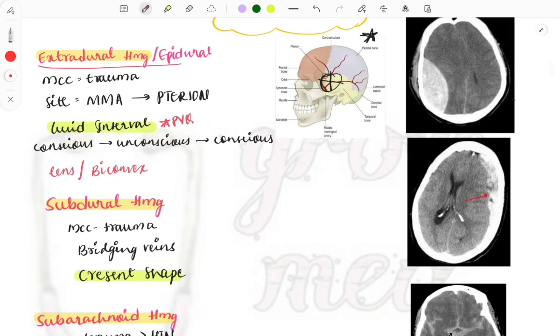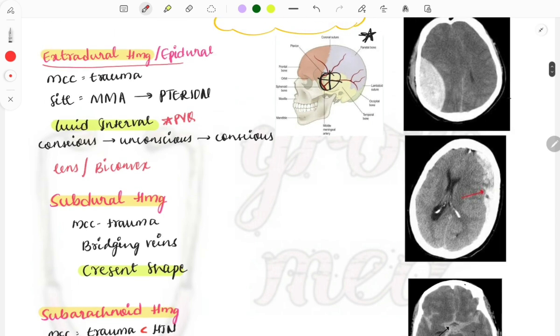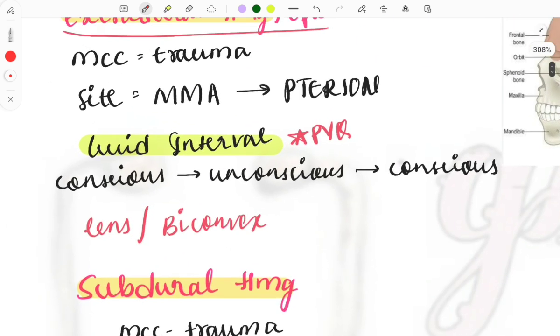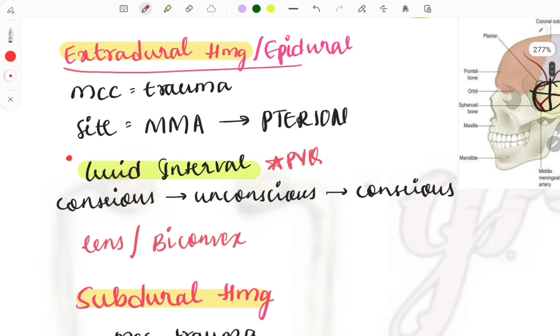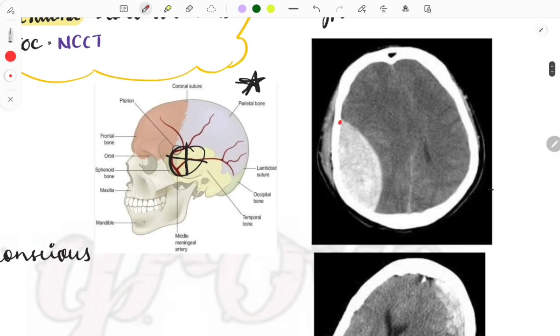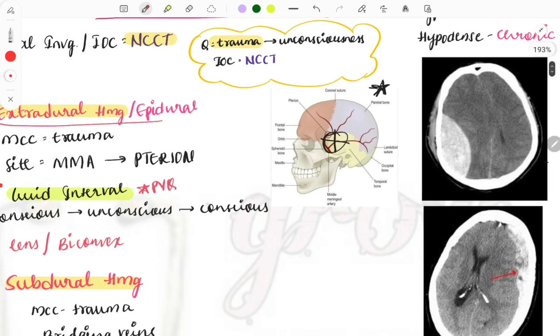The most common cause of the extradural, subdural, and subarachnoid is hypertension. For subarachnoid, hypertension is the most common cause, whereas others are trauma. An important thing which you must remember from this EDH is the lucid interval. So whenever you see this lucid interval, mark the answer as EDH, and the bleeding site is the middle meningeal artery, and the site is the pterion. Okay, so you need to remember these things also, and this is the X-ray finding. So the idli shape, idli shaped hemorrhage which you can see, this one is the classical finding with the EDH.